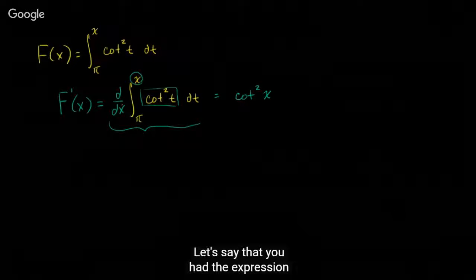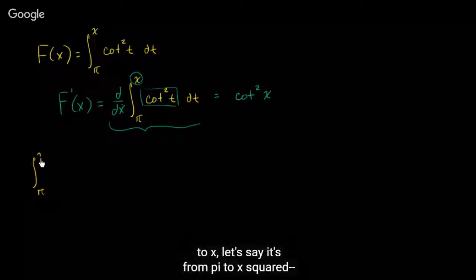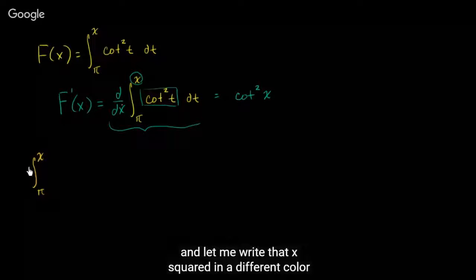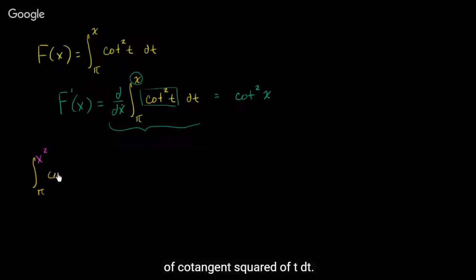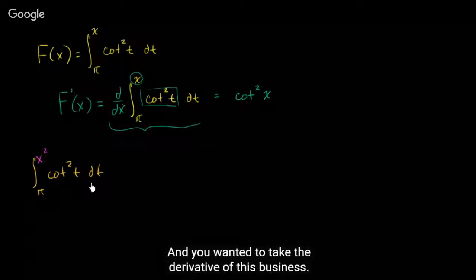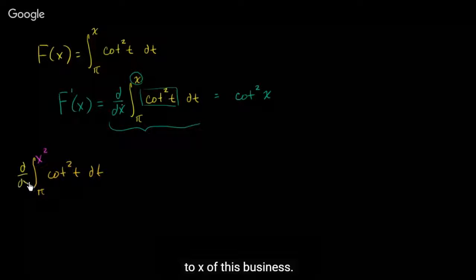Let's say that you had the expression, the definite integral, instead of from pi to x, let's say it's from pi to x squared. Let me write that x squared in a different color just to make it clear what I'm doing. From pi to x squared of cotangent squared of t dt. And you wanted to take the derivative with respect to x of this business. How would you do it?